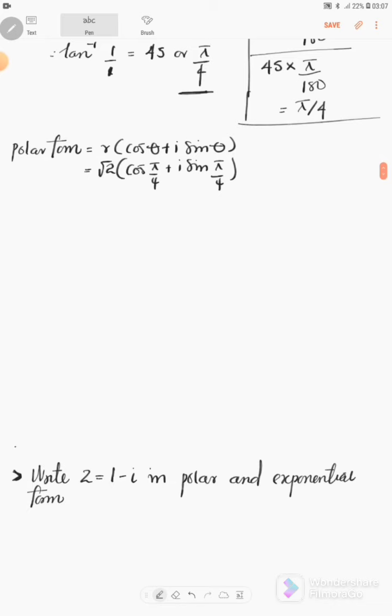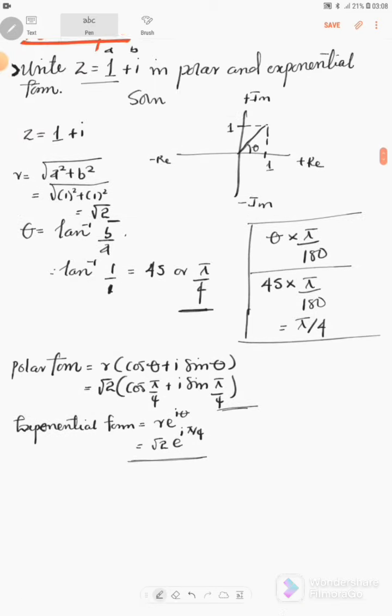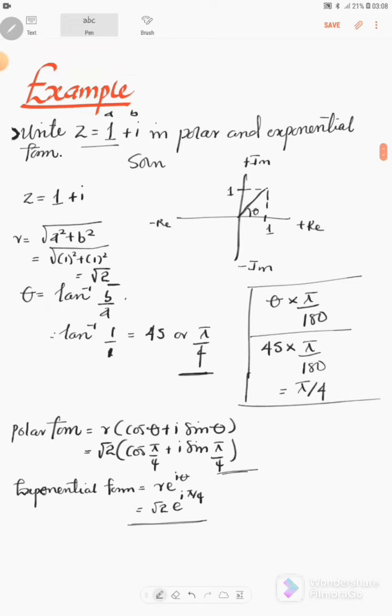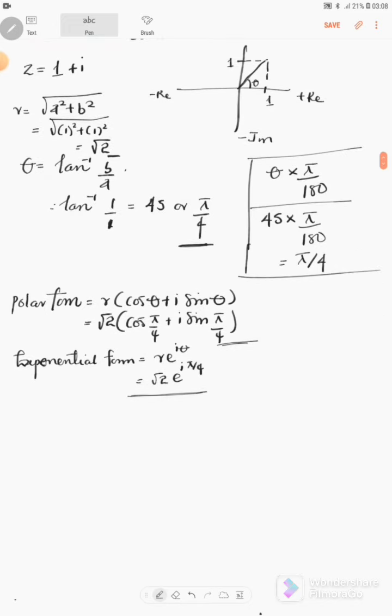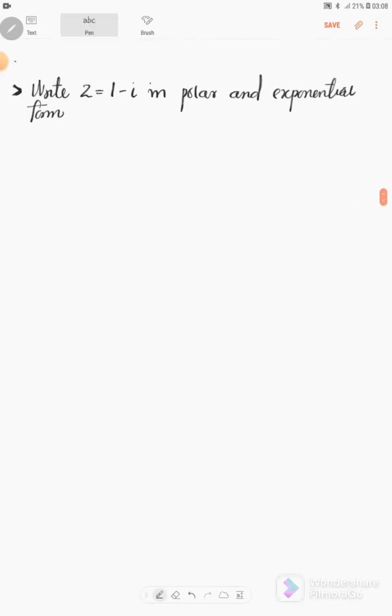Now let's find our exponential form. Exponential form is r exponential i theta. That gives us what? R is root 2, so root 2 e exponential i pi over 4. As simple as that. This is the end of the solving. It wasn't hard though. Just finding your z, finding your r and finding your theta, equating them together, making your solution. Let's move to the second example.